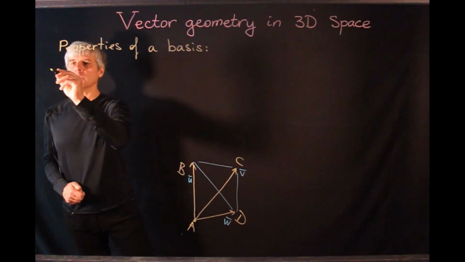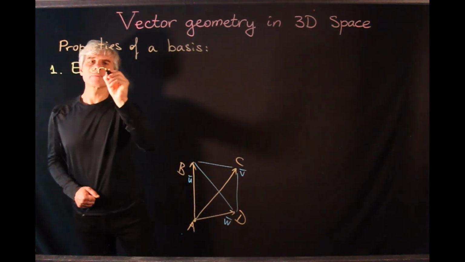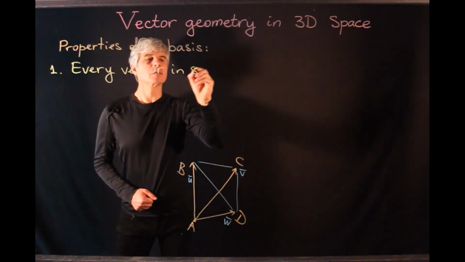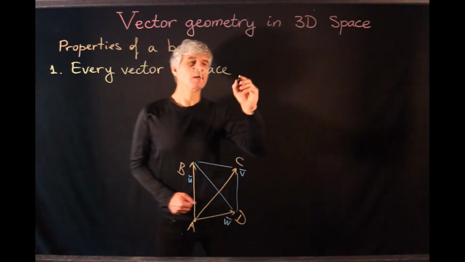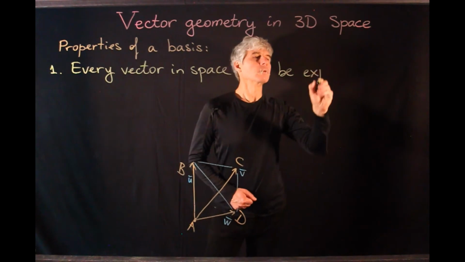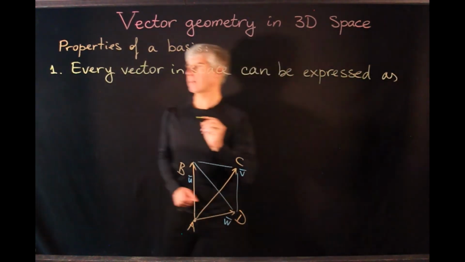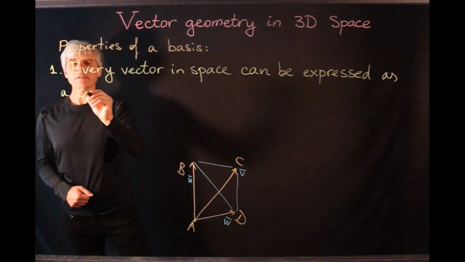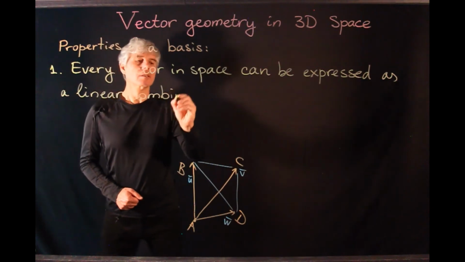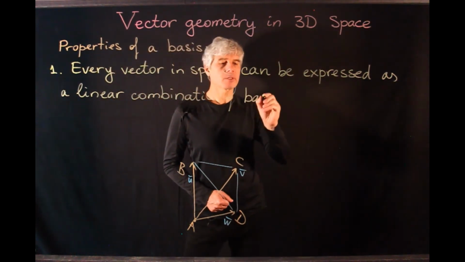Using Euclid's axioms for spatial geometry, it is possible to prove that the basis, as we defined it, has the following two properties. One, every vector in space can be expressed as a linear combination of basis vectors.